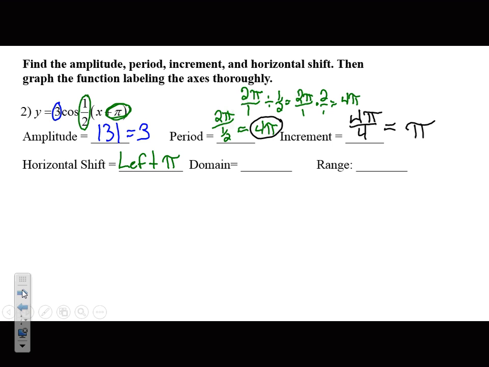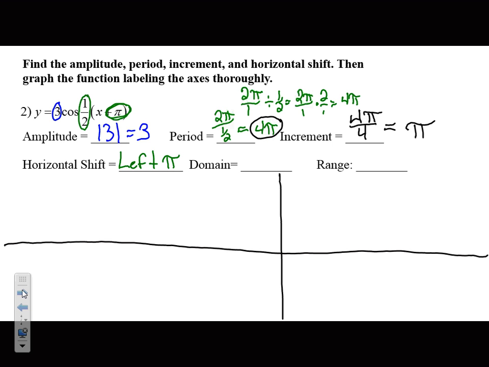Now, since I'm moving to the left when I set up my x and y axes, I'm going to want to make my x-axis to the right, so I have enough room. Now I have to go left pi, so I'm going to work on my left side first because that's where I'm working. So I'm going to have negative pi. Well, that's where it's going to be, so I'm going to put my horizontal shift in there.